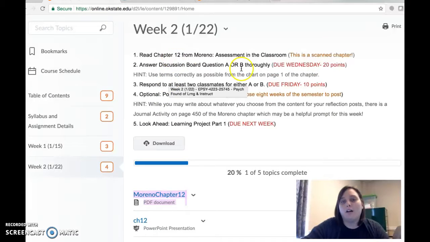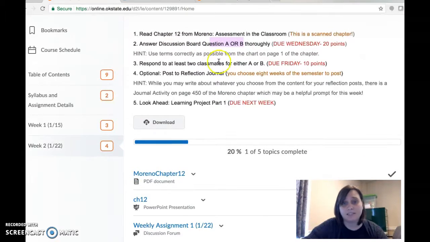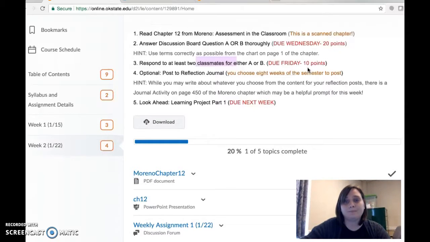So let's go back. Read chapter 12, answer discussion board A or B, and that's due Wednesday, and we just talked about how to be successful. Respond to at least 2 classmates. That's due Friday, so each one of those responses is worth 5 points, and again, refer to the rubric for how to be successful in that.